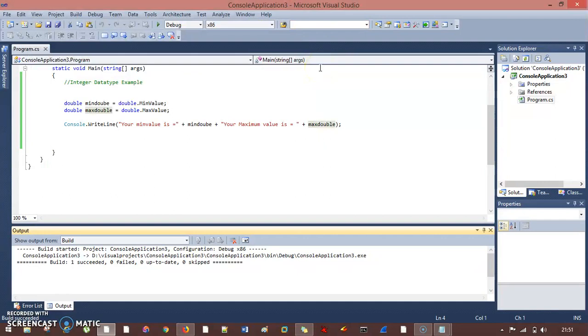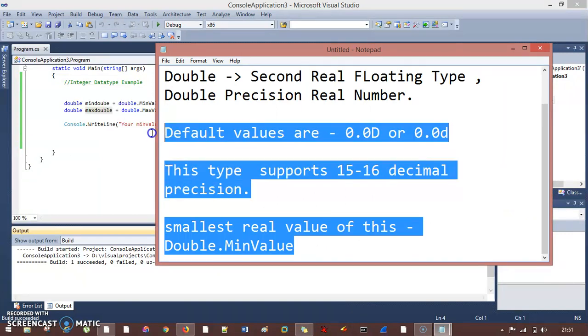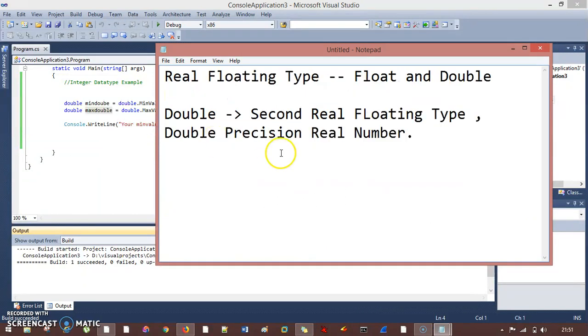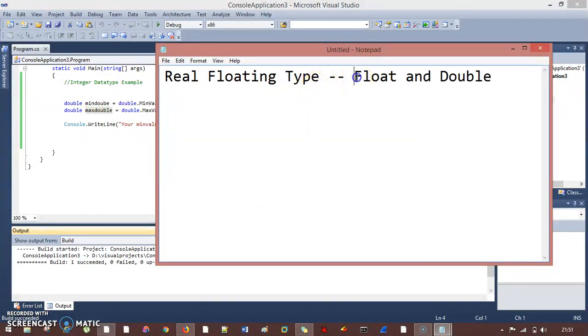Now we go for another real data type, known as the decimal data type. These two types, float and double, store the numbers in the form of binary. So they are binary floating numbers.